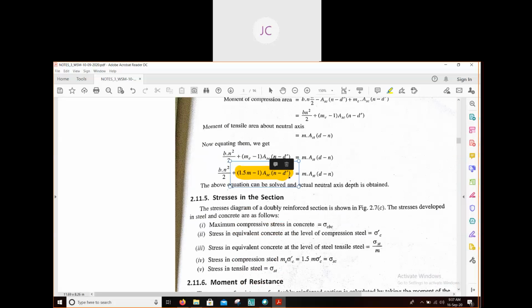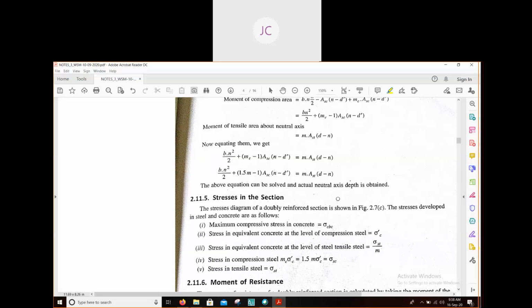Okay, so now after getting the values of actual neutral axis and critical neutral axis, we can compare the values. If n is less than nc, what will be the type of section? If depth of actual neutral axis will be less than critical neutral axis, then what will be the type of section? Under reinforced. Yes, good.